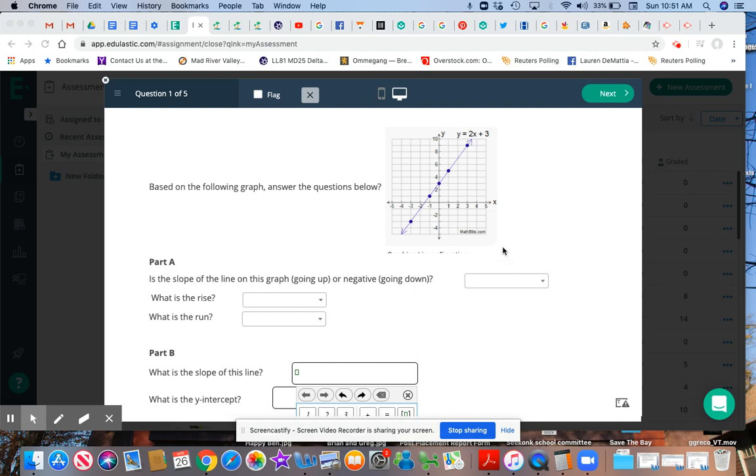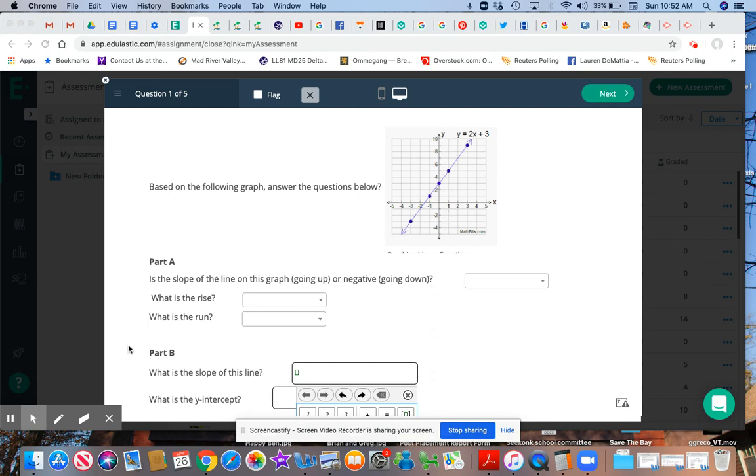Okay, I am going to walk you through how to do this Edulastic assignment. I'm not going to do all the questions, but I'll do the first three, and I'll have you guys do the next two. Okay, so this is question one, the exact same question you're going to get. It gives you the equation y equals 2x plus 3, and you're just going to answer some questions.